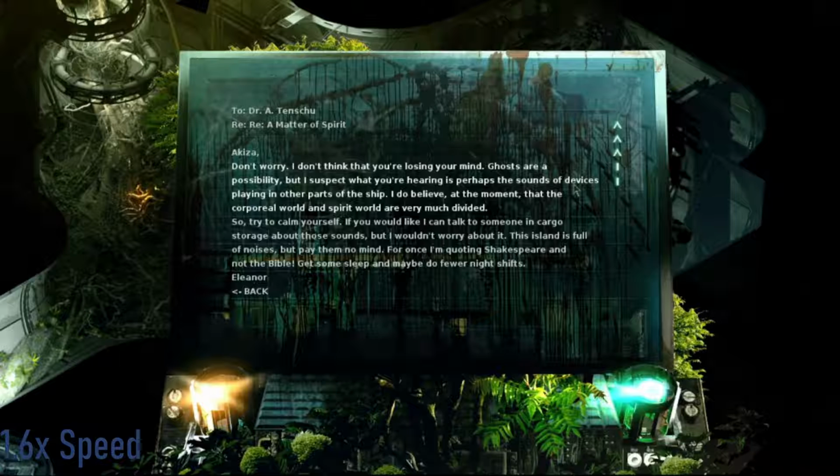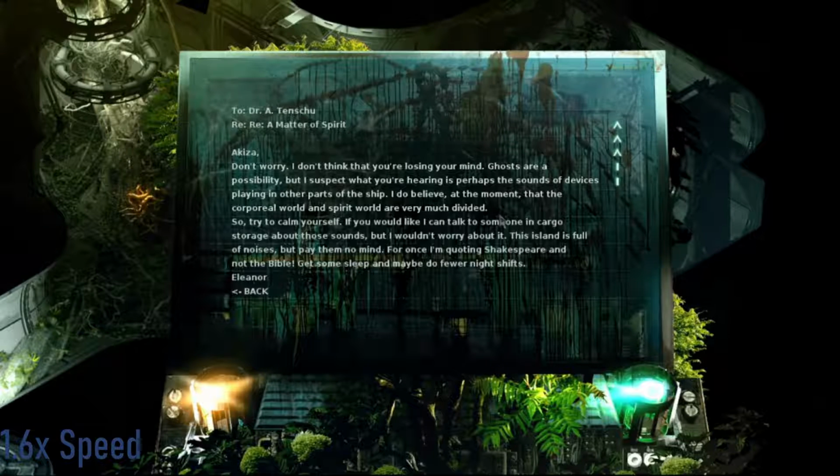Ghosts are a possibility, but I suspect what you're hearing is perhaps the sound of devices playing in other parts of the ship. I believe at the moment that the corporeal world and spirit world are very much divided. So try to calm yourself. If you would like, I can talk to someone in cargo storage about those sounds, but I wouldn't worry about it. This island is full of noises, but pay them no mind. For once, I'm quoting Shakespeare and not the Bible. Get some sleep and maybe do fewer night shifts, Eleanor.